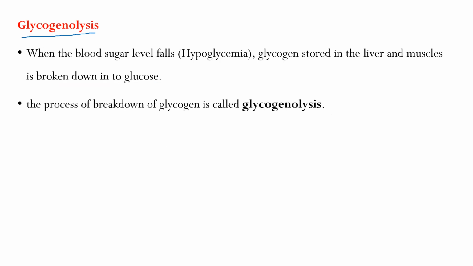Glycogenolysis is another metabolism of carbohydrate. When the blood sugar level falls, the condition is known as hypoglycemia. Glycogen stored in the liver and the muscle is broken down into glucose. By the way, glycogenolysis is the opposite of glycogenesis. In glycogenesis, glycogen is formed from glucose, whereas in glycogenolysis, glycogen is broken down into glucose.